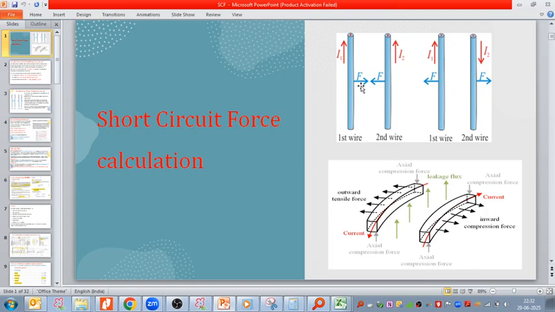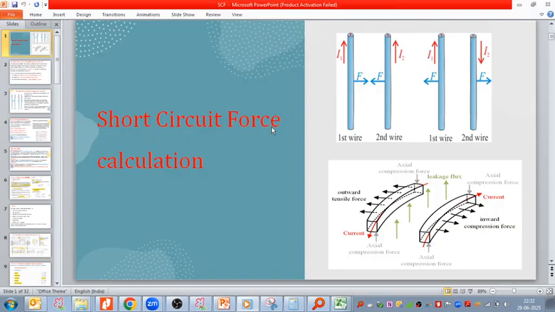In two different phases, like first wire, second wire, I mean here R phase and Y phase, Y phase and B phase, like that you can assume. In that case, the repulsion forces will be applied, as we have seen in this video. One phase here, one phase here, repulsion force.